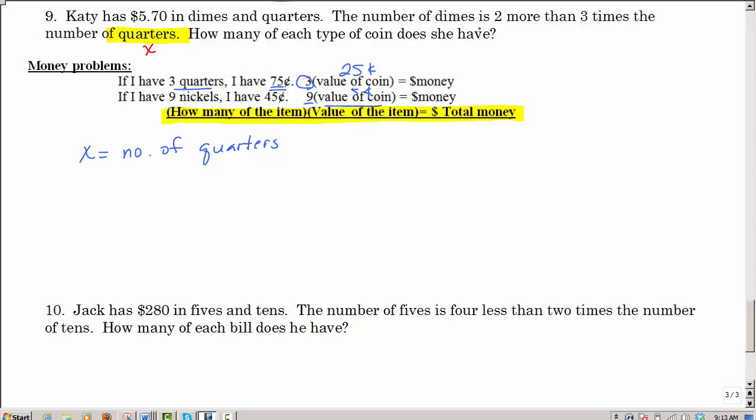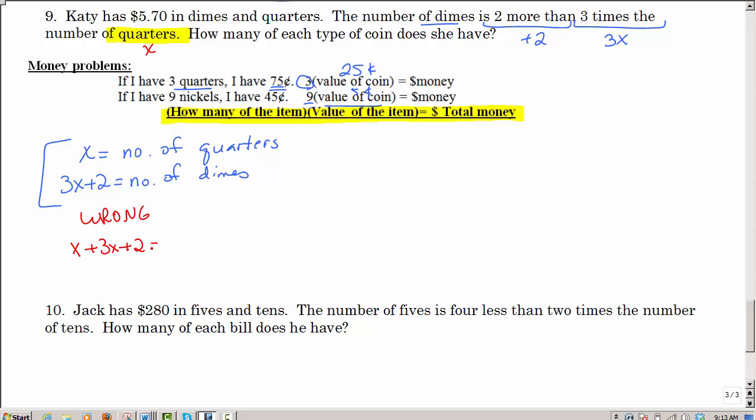All right, the number of dimes is 2 more than, we're adding 2 to 3 times the number of quarters. So that means 3x plus 2 is the number of dimes. Again, you need to put something like that on your paper to define your variable. Now, how do we get that equation? I'm just going to say this is wrong: if you do x plus 3x plus 2 equals 570, that is wrong. Okay, so what do we have to do to make it right?